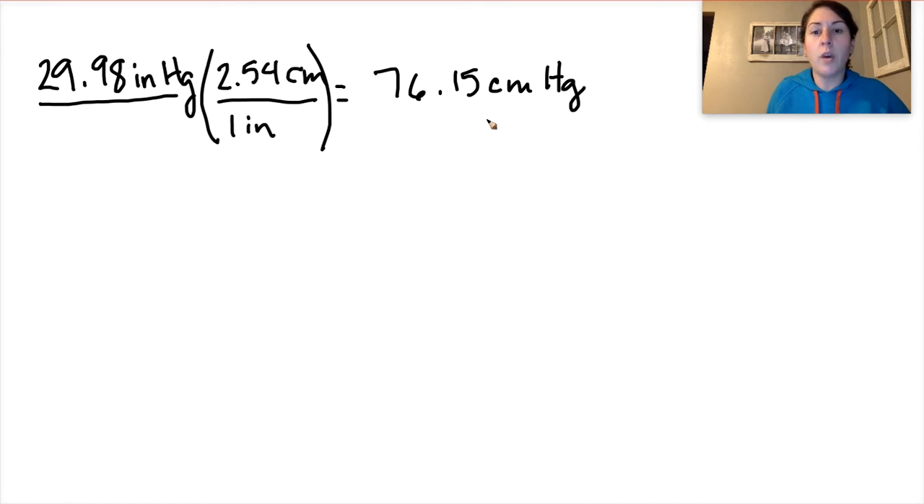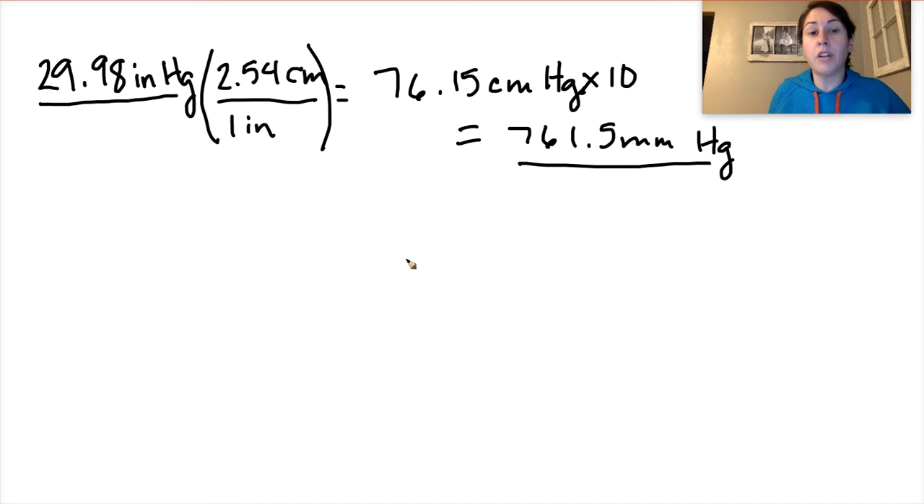So then what I can do is take that and multiply by 10, okay, to get millimeters. So multiplying by 10 is going to give me 761.5 millimeters of mercury. So that would be how many millimeters of mercury we would have for today's atmospheric pressure. Now I can actually convert this into the other two units as well.